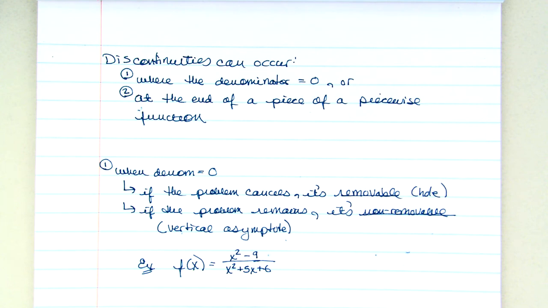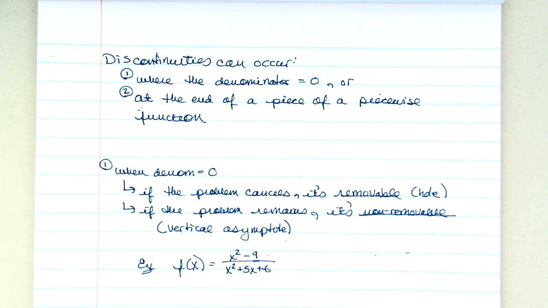I'd like you to copy down the example f of x equals x squared minus 9 over x squared plus 5x plus 6. I want to find where this thing is discontinuous and then classify those as removable or non-removable. Multitasking. What obviously should the first thing be that you do with a function like this? I feel like this should be pretty natural.